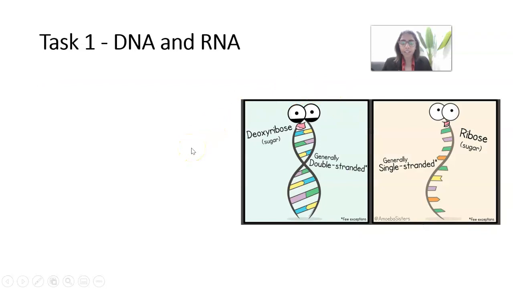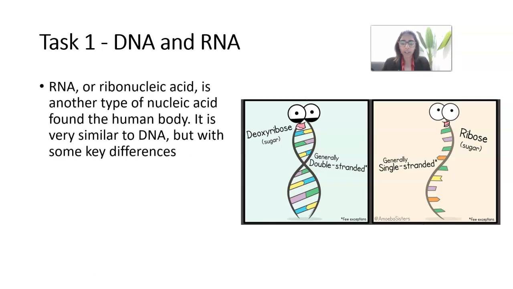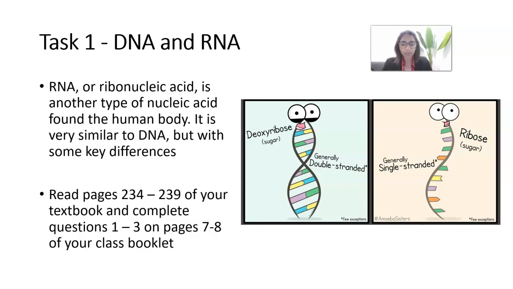Before we go any further, it's important that we understand the differences between DNA and a similar molecule called RNA. So RNA, or ribonucleic acid, is just simply another type of nucleic acid that's found in the human body. It is very similar to DNA, but there are specific differences. So what I'd like you to do is to pause the video here and read those pages in your textbook and answer questions 1 to 3 on pages 7 and 8 of your workbook.